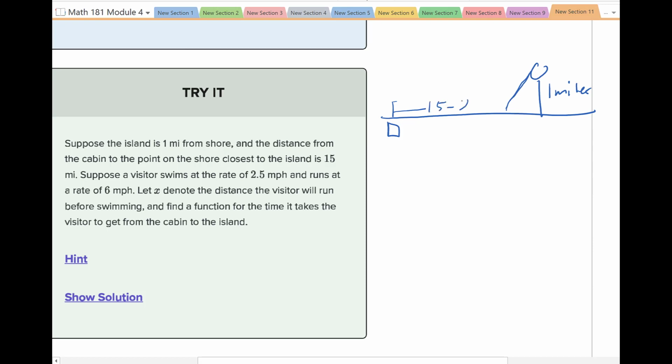So this would be 15 minus x. Well, this is x here. And this would be the square root of x squared plus 1. This is the hypotenuse of a right triangle. So our time in terms of x for this one is going to be that 15 minus x divided by the rate for running, which is 6 miles per hour, plus we have the square root of x squared plus 1 over the rate of swimming, which is 2.5 miles per hour.